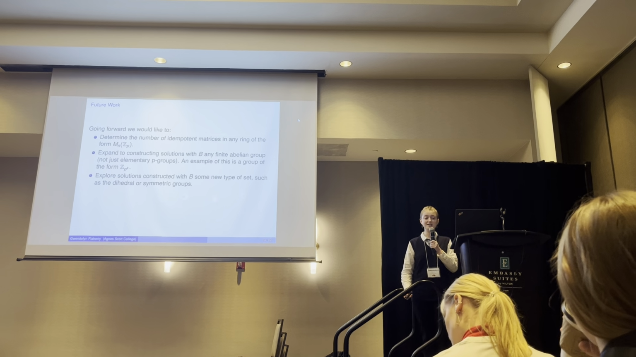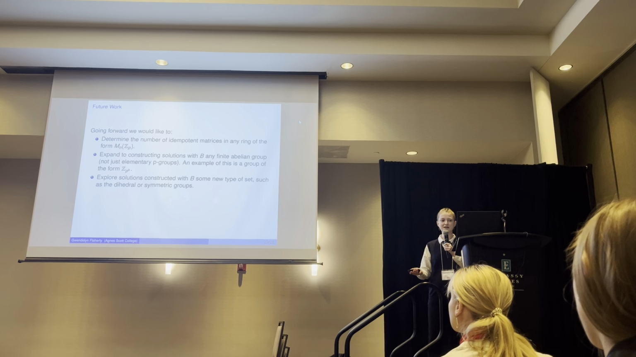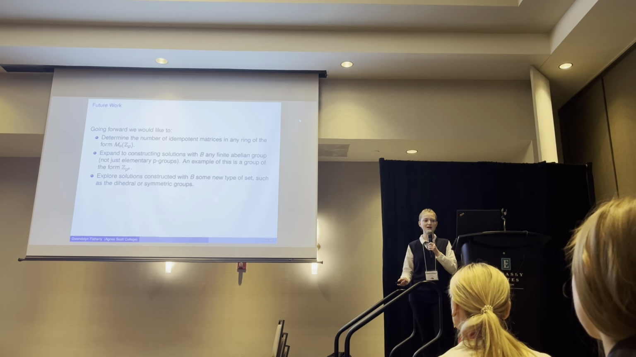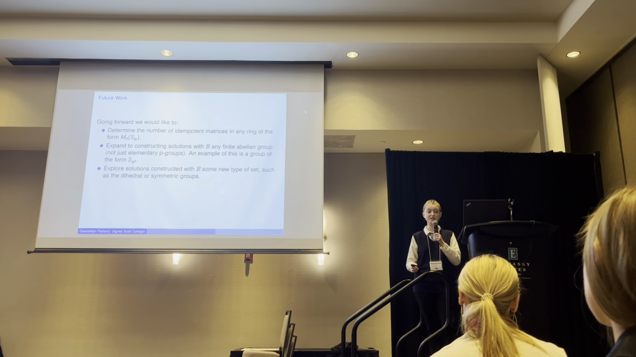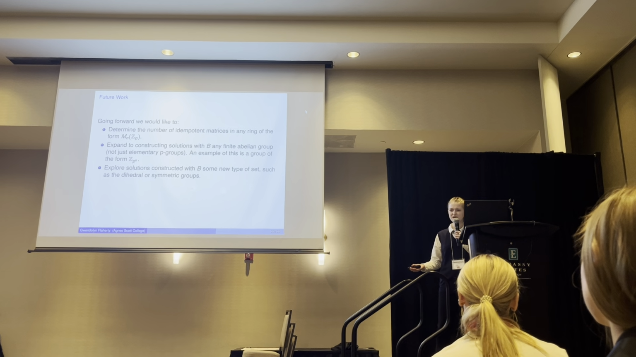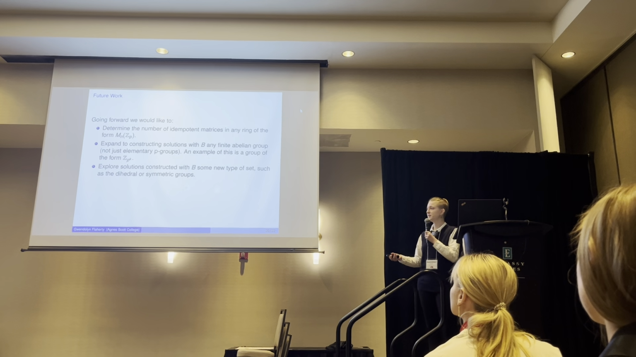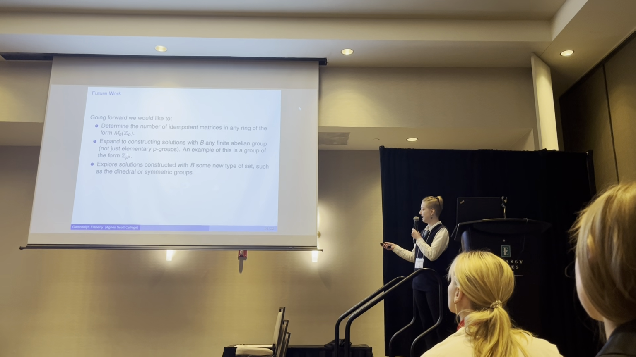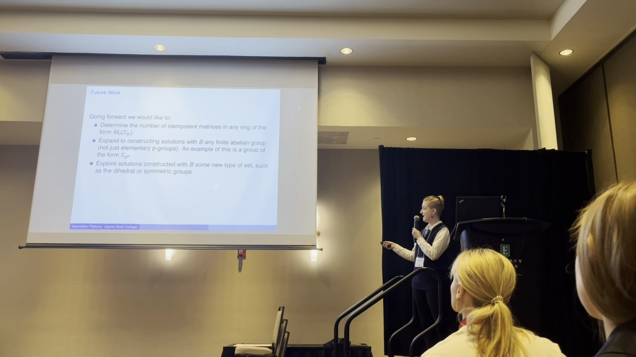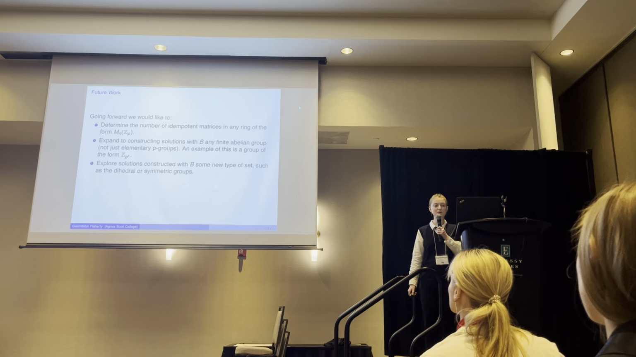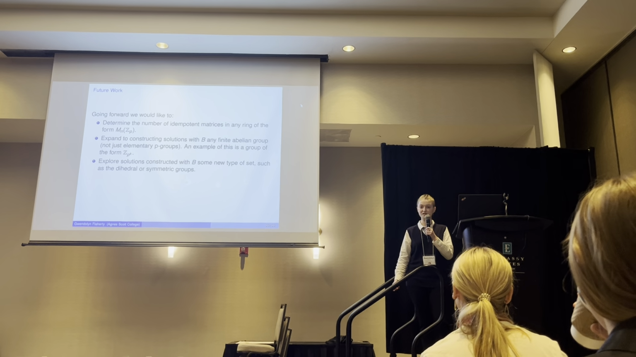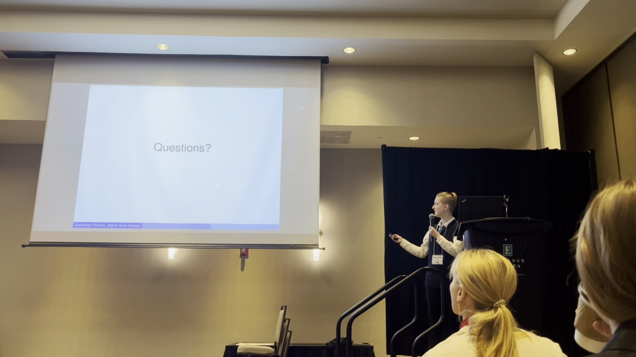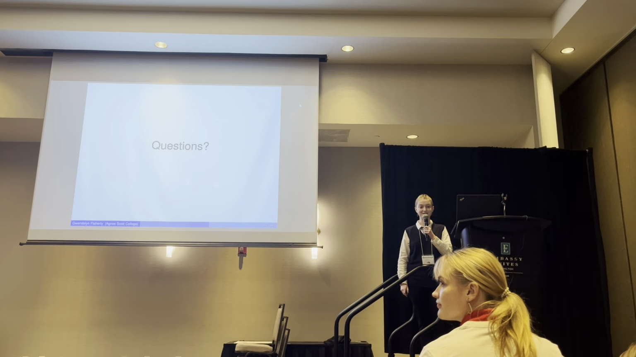In the future, I'd like to generalize this for any ring of the form MNZP. I want to expand to constructing solutions with B of any finite abelian group, not just an elementary P group. An example of this would be something of the form of a prime power, like Z mod P to the K. And I also think it would be cool to look at solutions where B is a new type of set entirely, like a dihedral or symmetric group. Does anyone have any questions?